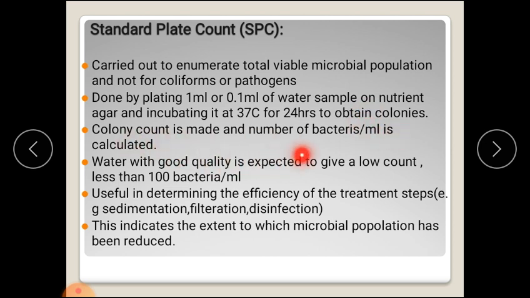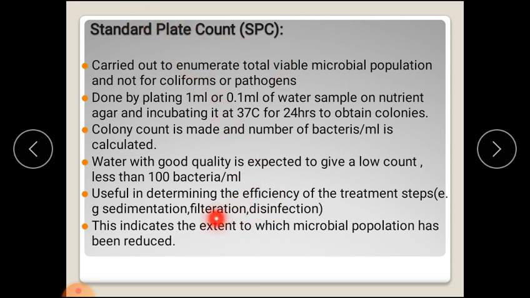We are going to count the number of bacteria per ml of your sample. You can say that your sample is of good quality when the bacterial count is less than 100 bacteria per ml. Now there are different methods of treatment like sedimentation, filtration, disinfection. The efficiency of these methods can also be checked by performing SPC.